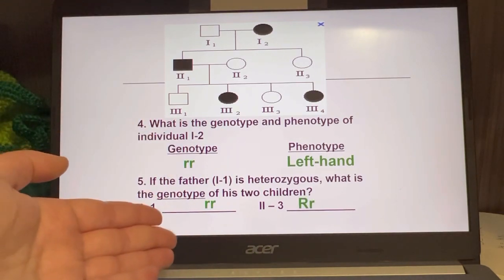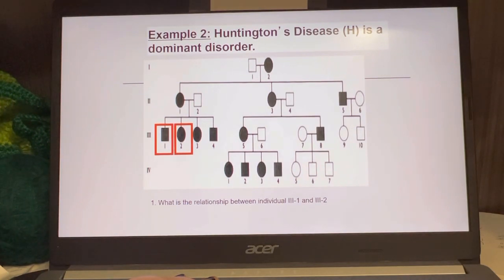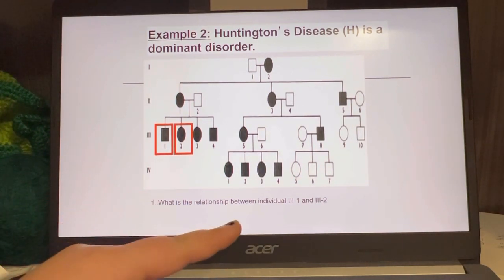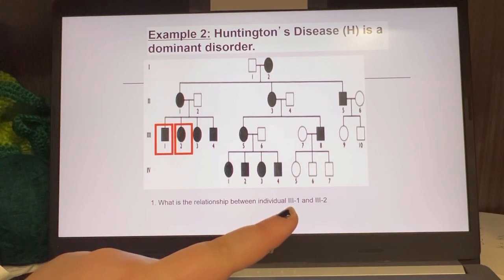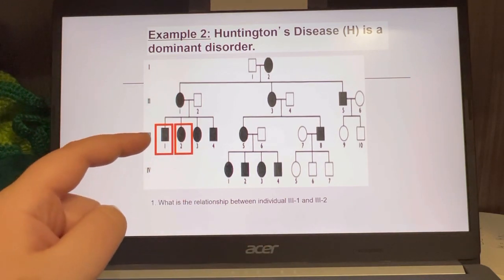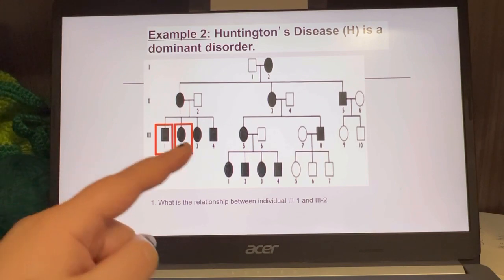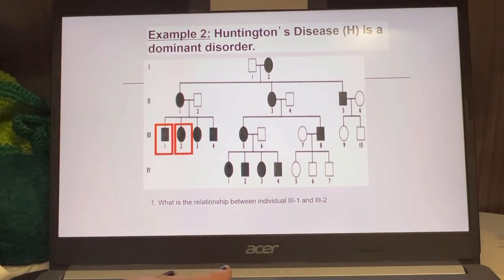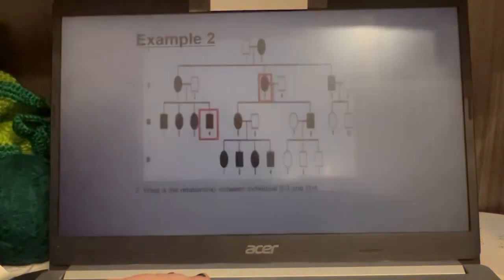Ta-da! There should be your answers there. Alright, example 2. Huntington's disease is a dominant disorder. So what is the relationship between individual 3i1 and 3i2? 3i1, so these 2 people here. What's your answer? Your answer should be brother and sister.